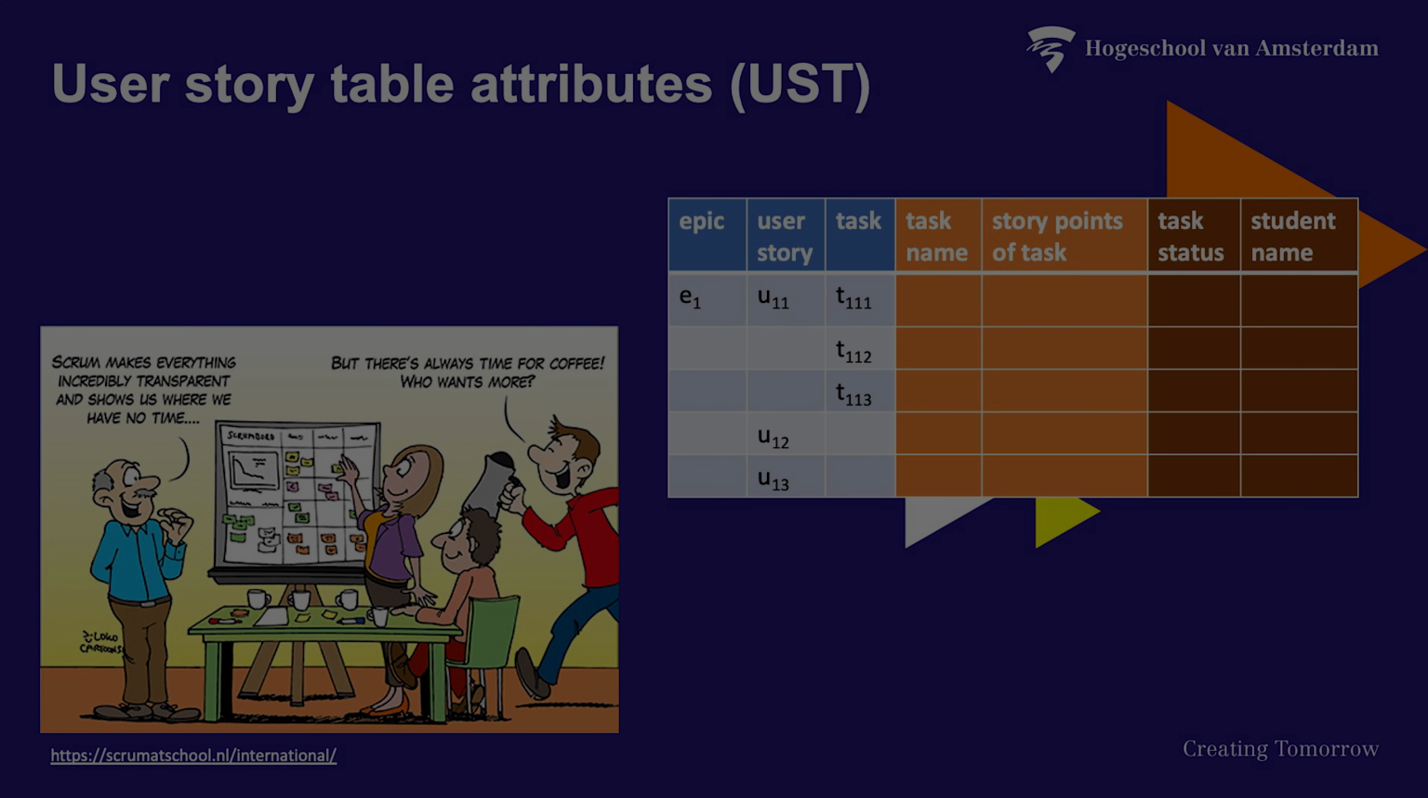Now we're going to discuss the user story table, UST, with attributes. We now regard the user story table in education, as it's implemented in digital Scrum board tools such as Jira, for example. Jira is from Atlassian.